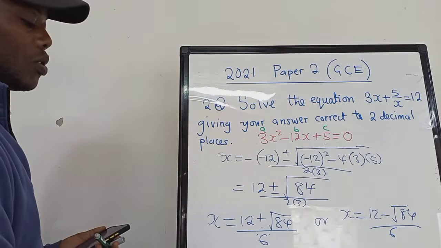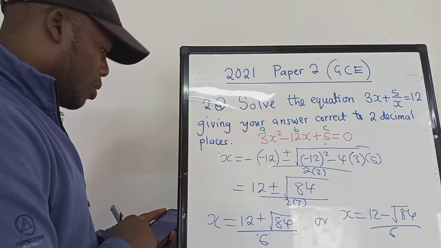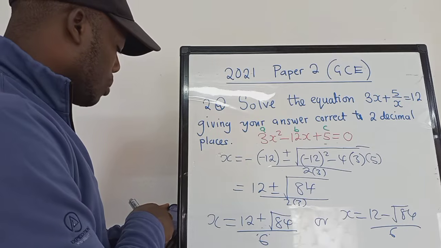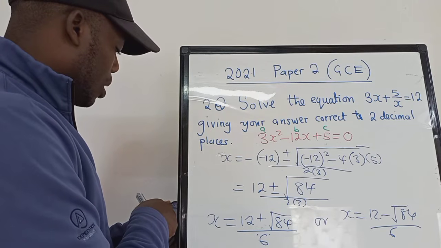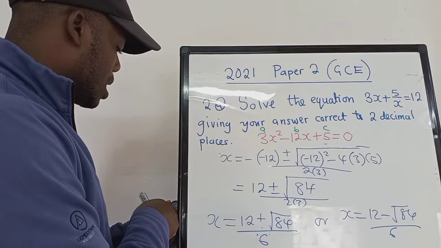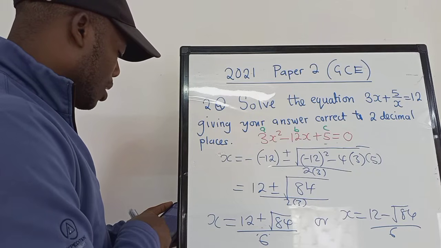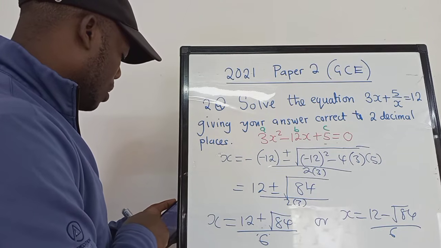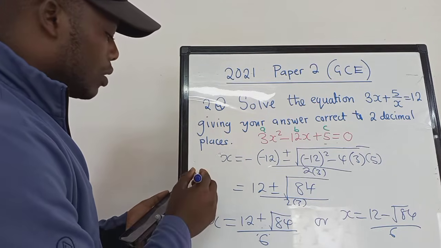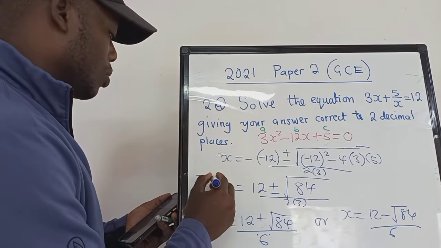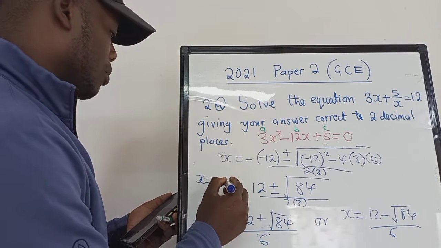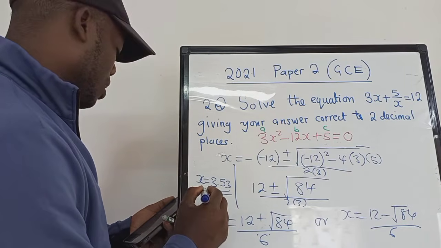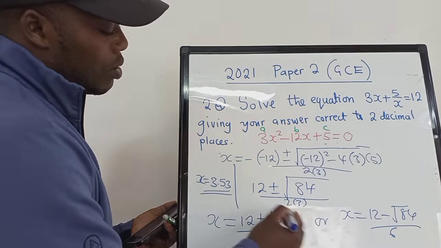So now we can solve these two. We have 12 plus root of 84. We're getting 21.1651513891. So now you divide by 6. The x value from here will be equal to 3.53. That's our answer from this one.